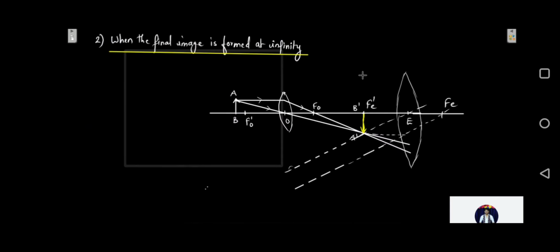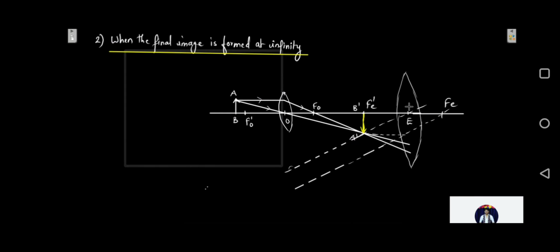So now let us look at the second case under compound microscope, when the final image is formed at infinity. So what is going to happen over here? The object will be placed just near to the focus of the objective, and the image will be formed exactly at the focus of the eyepiece, because we want the final image to be formed at infinity. So if your eyepiece behaves like a simple microscope, where should the object be placed?